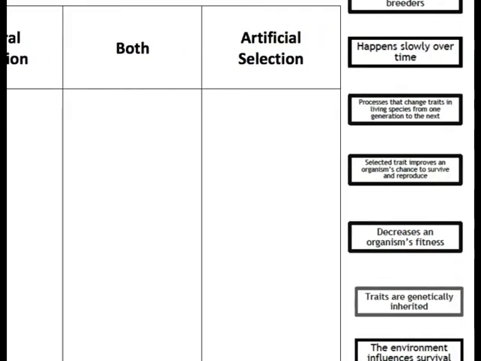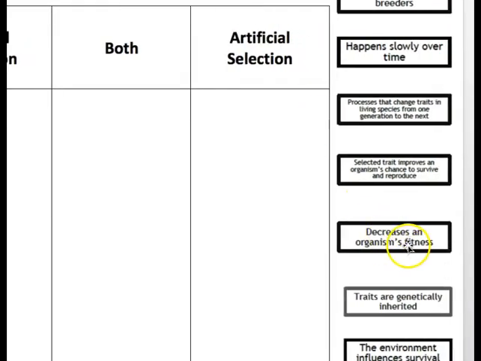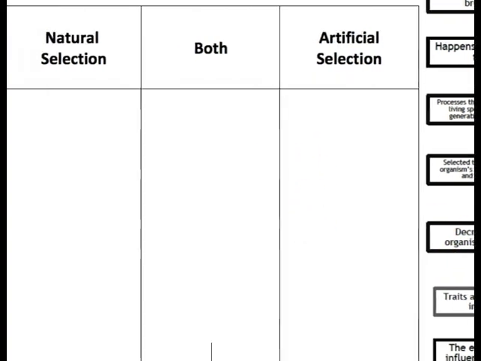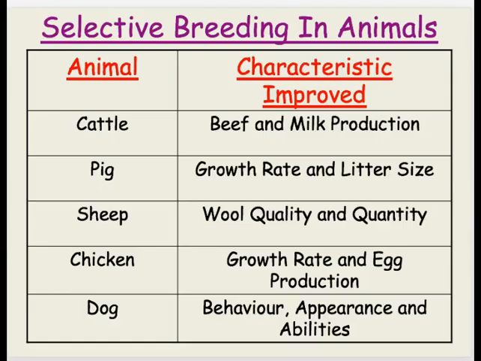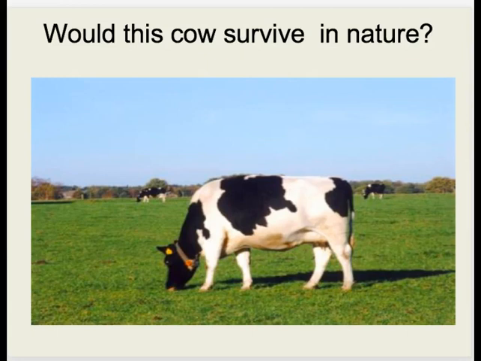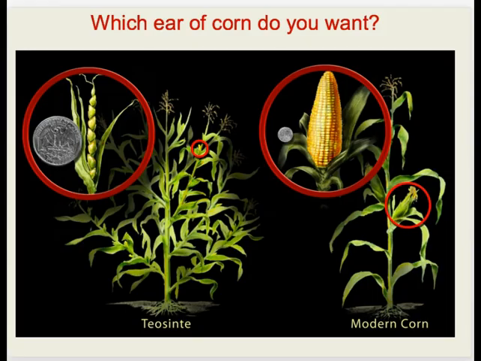Unfortunately, those human choices are not always good for the organism. They can decrease an organism's fitness. So that's an artificial selection. They decrease an organism's fitness. And if you don't believe me, take a look at this guy. Do you think this particular organism would survive on its own in the wild? Look at that coloring. If that does not stand out to you, I don't know what will. Obviously, it's not going to survive in nature.